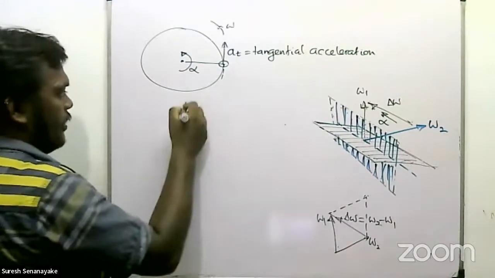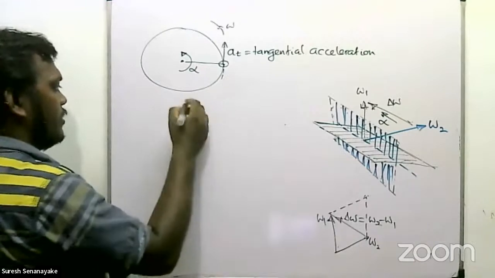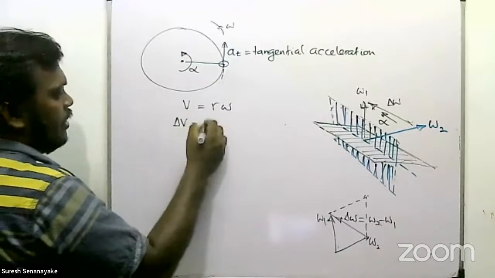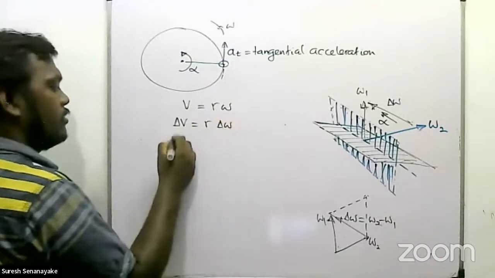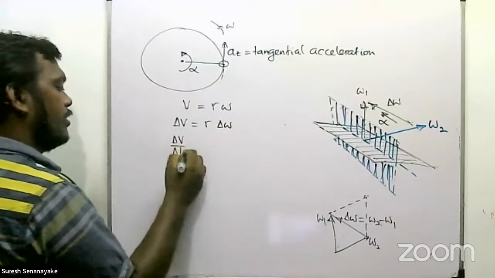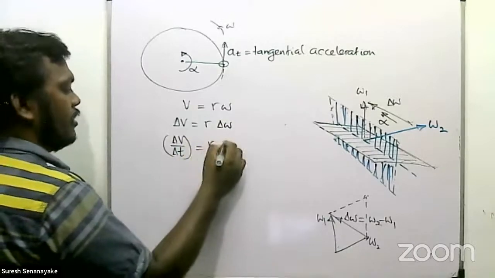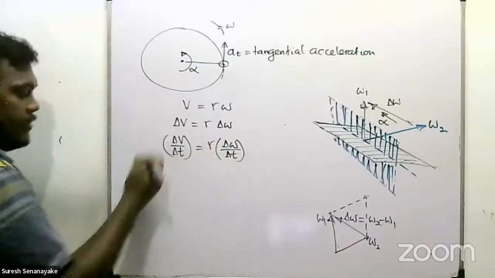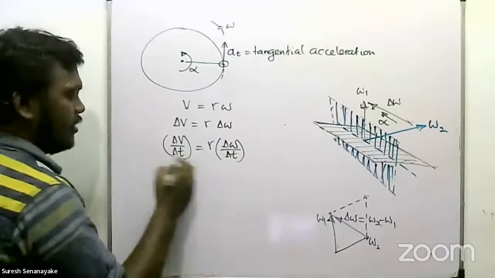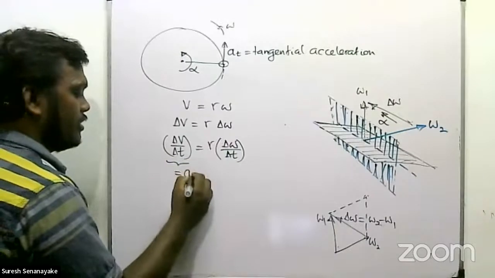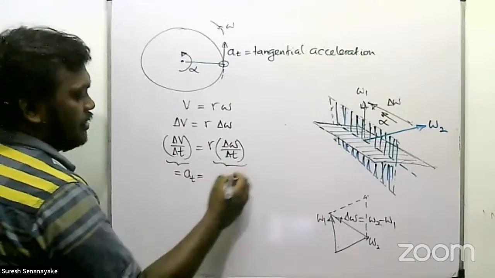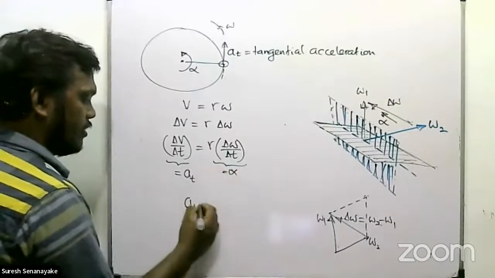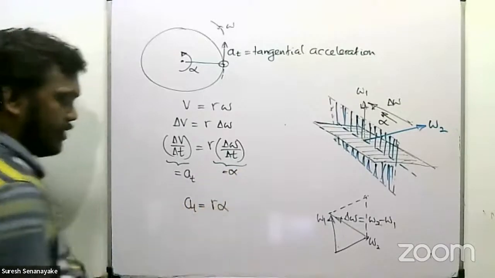So how do we get it? We know this V equals R omega. If V changes, then omega should change. Then delta V over delta T, that is a equals R delta omega over delta T. That is the rate of change of the linear speed. So it's the tangential acceleration, and that is the angular acceleration. So the tangential acceleration equals R alpha.